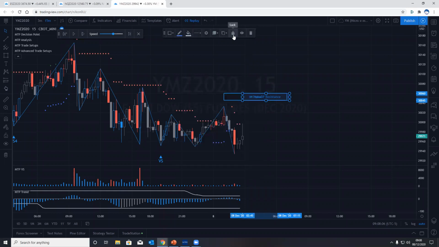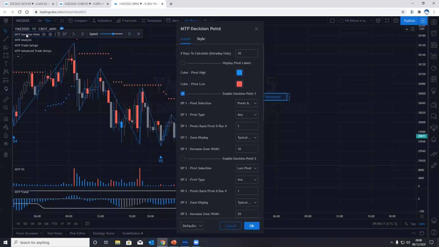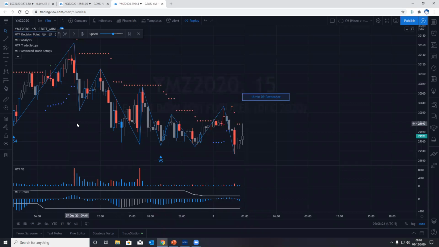You see that little padlock there? I'm going to lock it. What that means is I can't change it. So if I accidentally hit it when I'm trying to scroll the chart, it won't move. It stays in that position. I'm now going to turn the DP script off because I don't want it to recalculate when I go back down to the 3-minute chart.